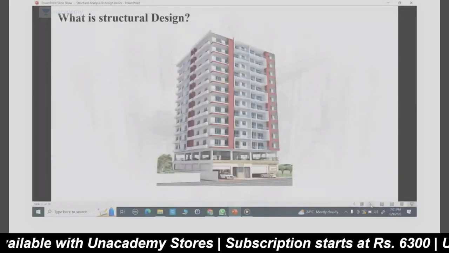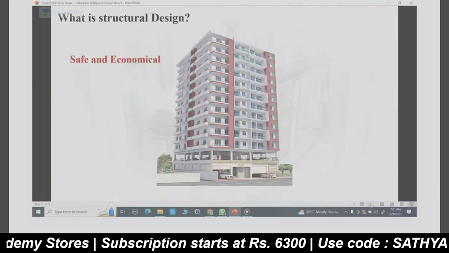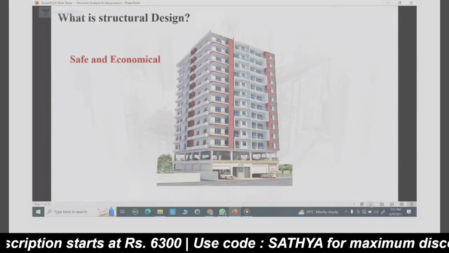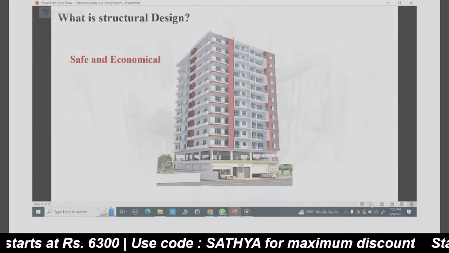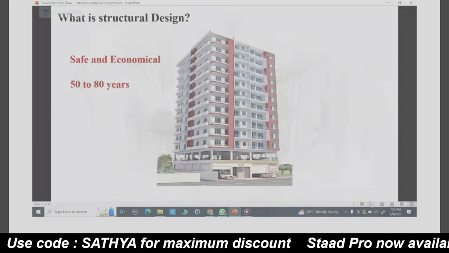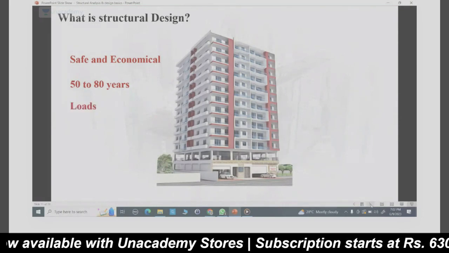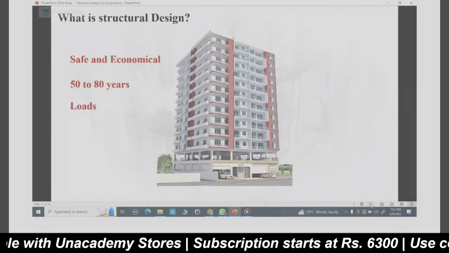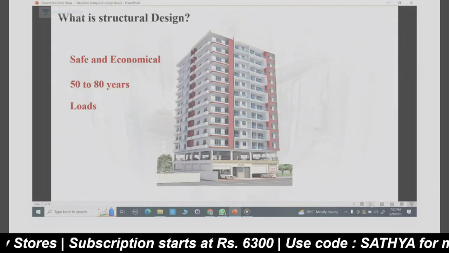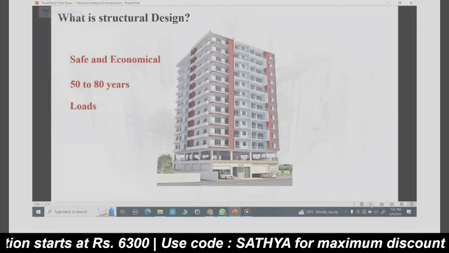Now let's look into what structural design is and what exactly structural analysis is, what we will do in structural analysis. Structural design is the process in which we design a safe and economical structure. That is the main objective of structural design. The lifetime of an RCC structure will be 50 to 80 years. The structure has to serve its purpose during its lifetime without any damage or collapse.